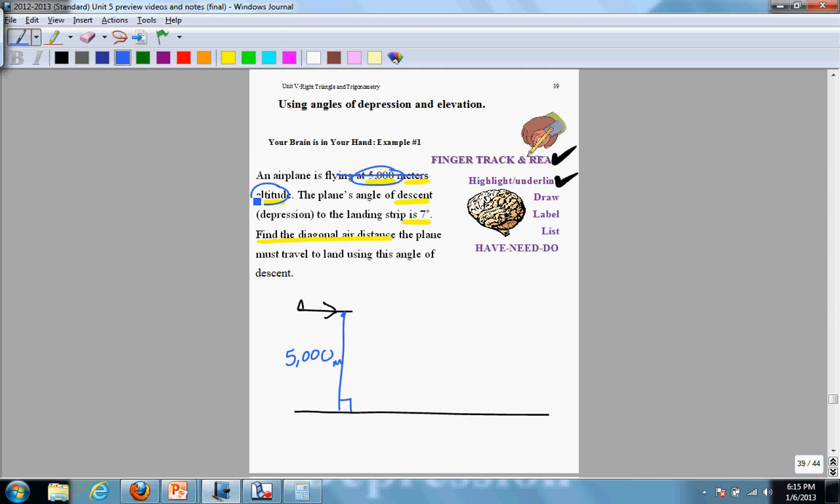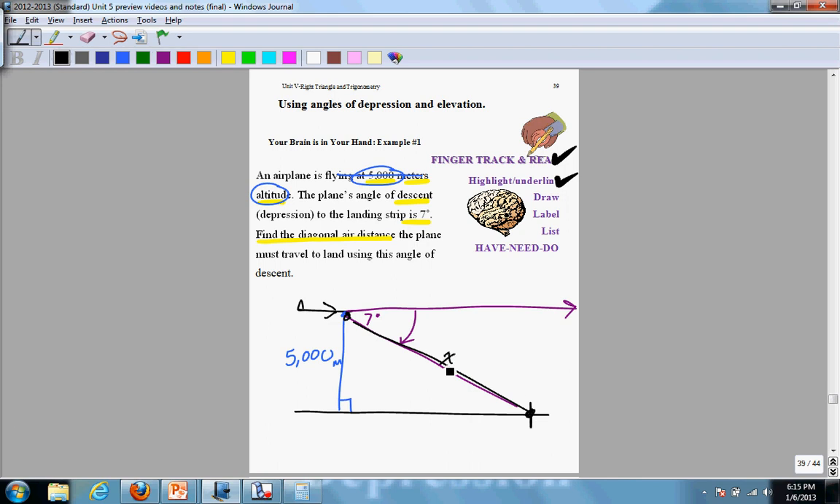Draw, label, list. The plane's angle of descent or depression, now this is tricky, is 7 degrees. Remember, angle of depression is from a horizontal, so we draw a horizontal line angling downward, like so. That is our angle of depression, 7 degrees. We want to find the diagonal air distance from the plane to the beginning of the landing strip. Let's say the landing strip starts right here.